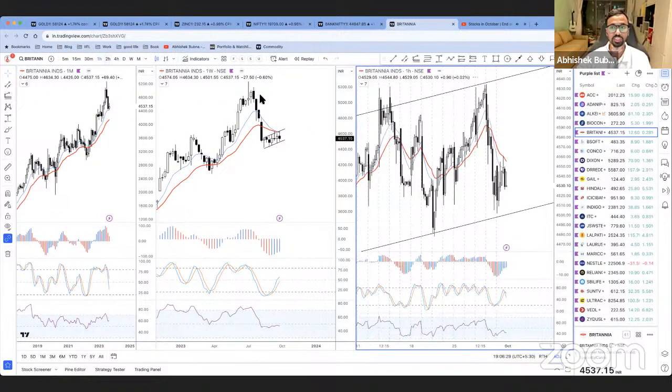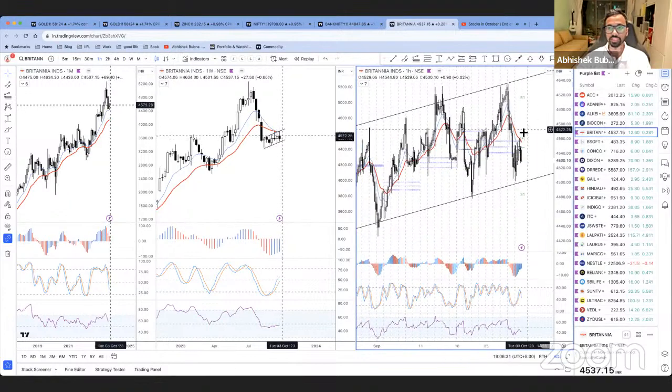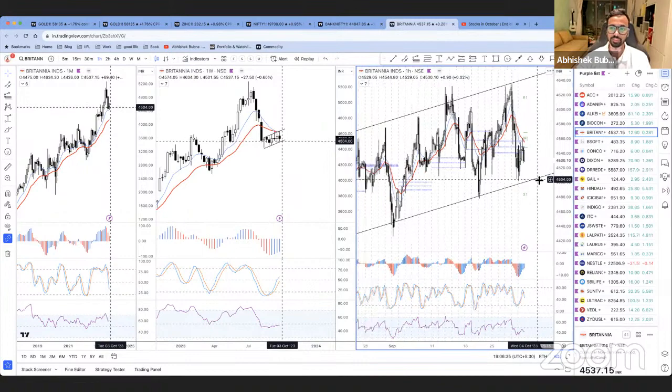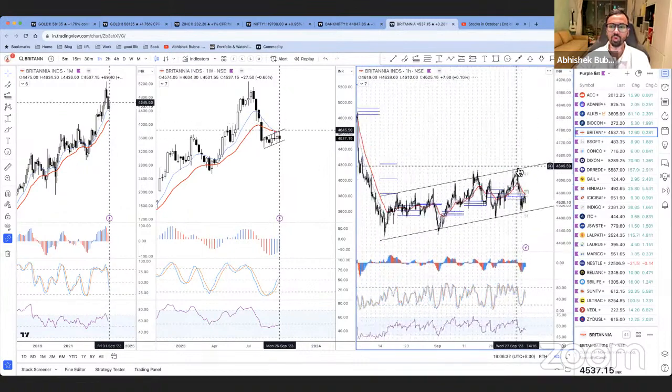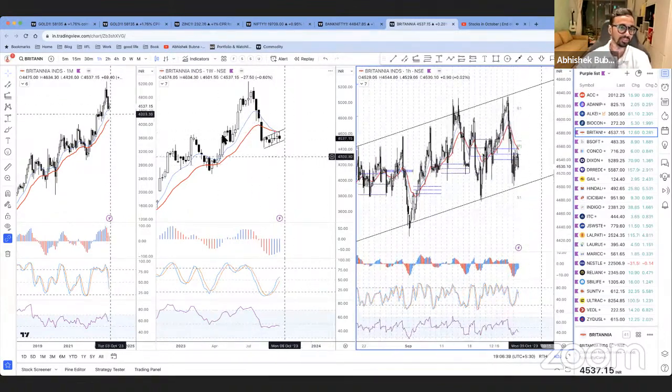Now, if I go to an hourly chart, you see there's a narrow hourly CPR as well, weekly CPR as well. And you can expect the prices to go further below. And if it breaks the channel, of course, you're expecting lower prices.